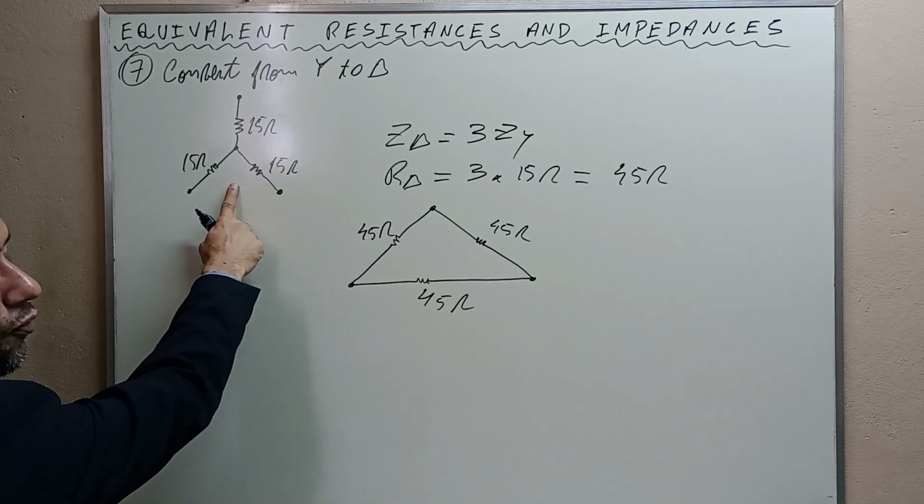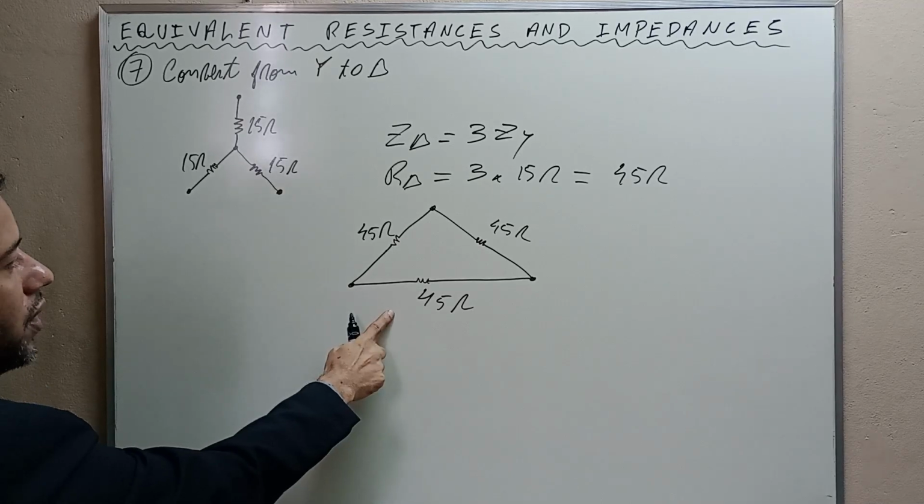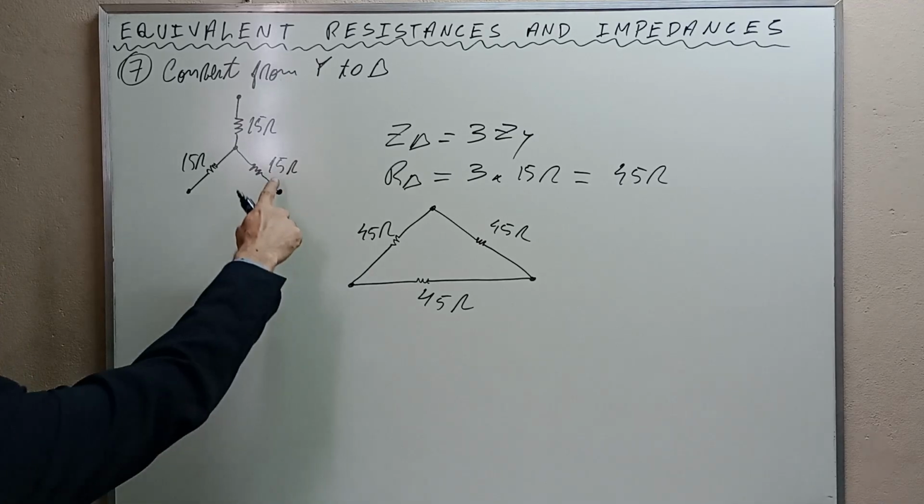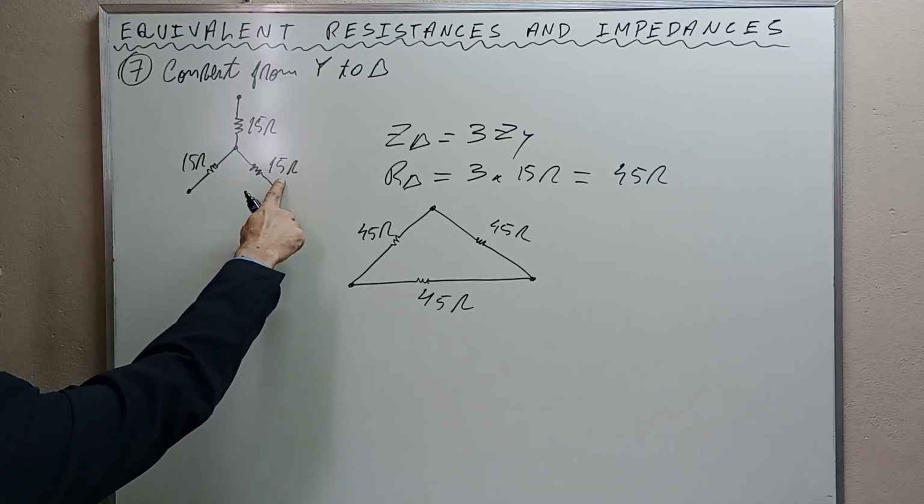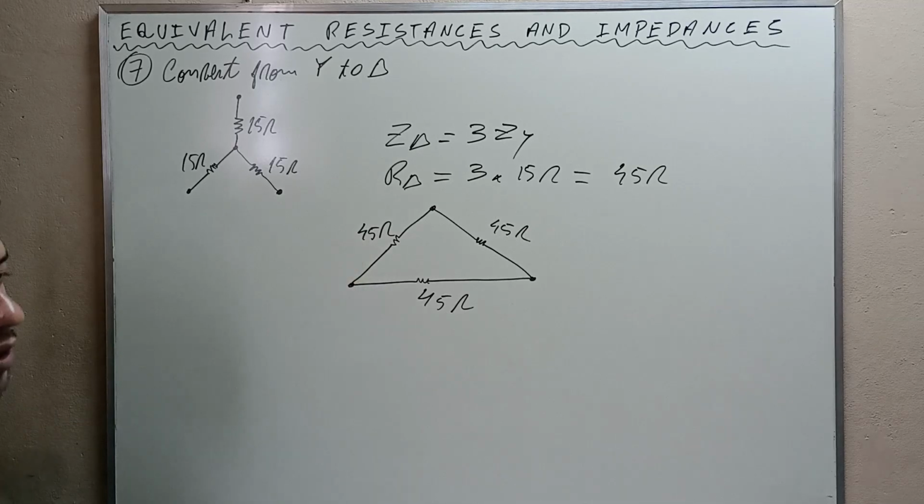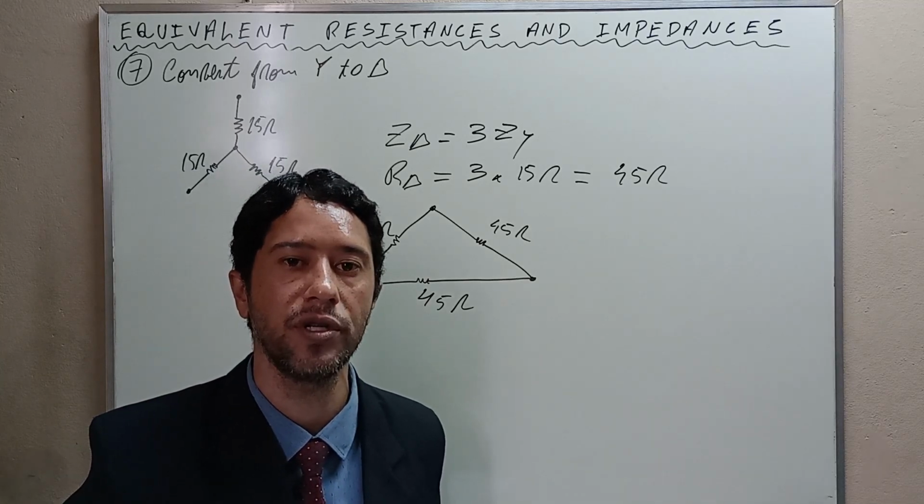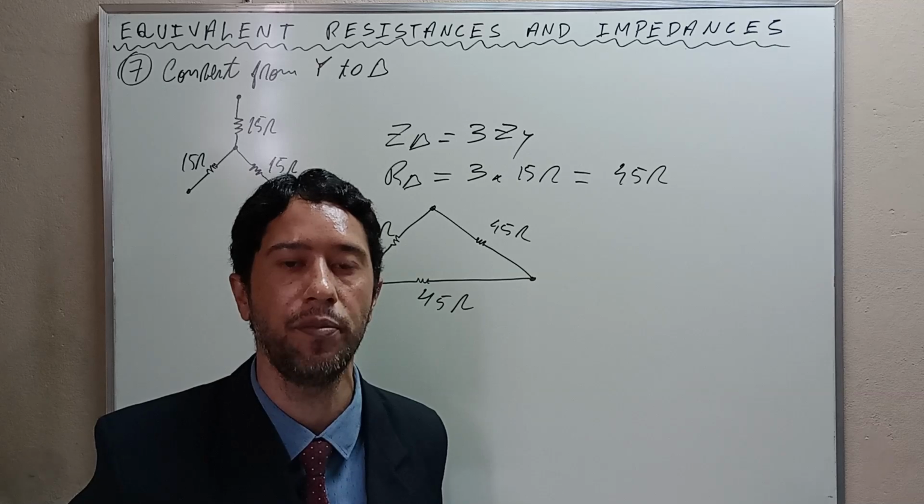To pass from Y to delta, we simply multiply by 3 the value of the resistance of the Y to get the resistance of the delta. And this is all for the discussion of exercise number 7. Let's go next. Let's go to exercise number 8.